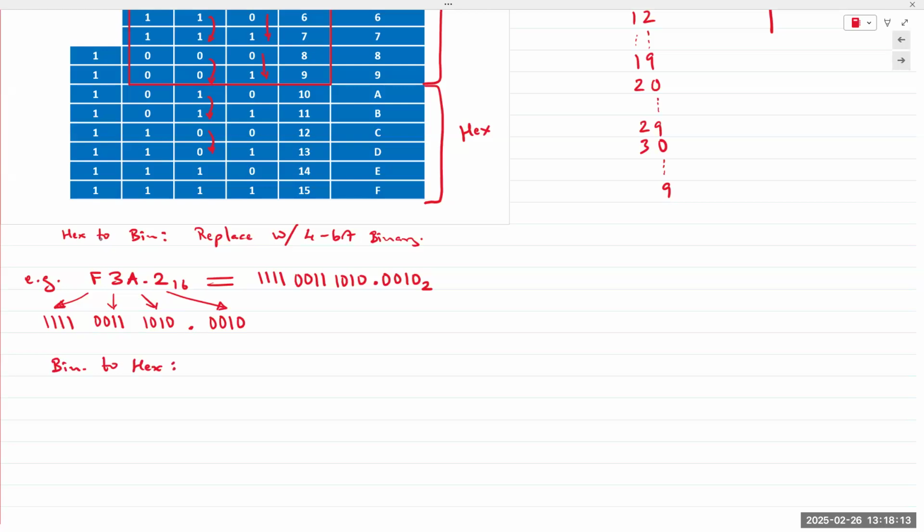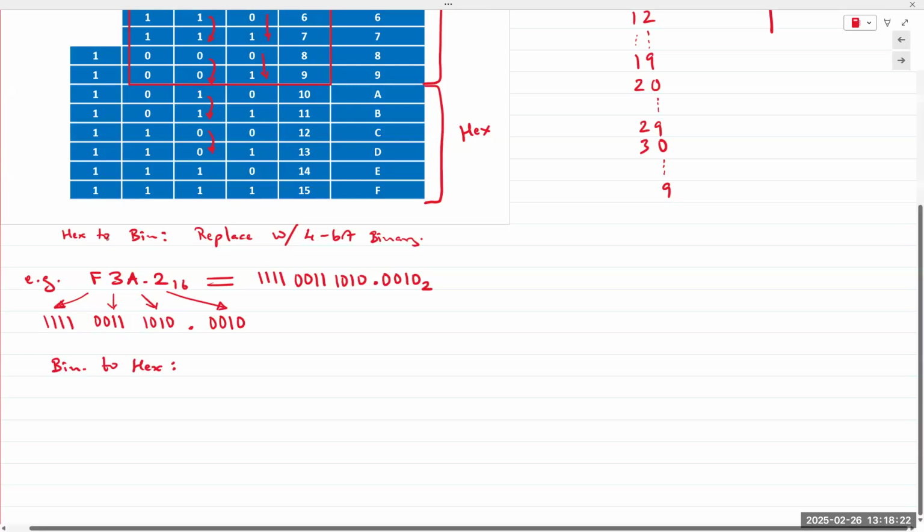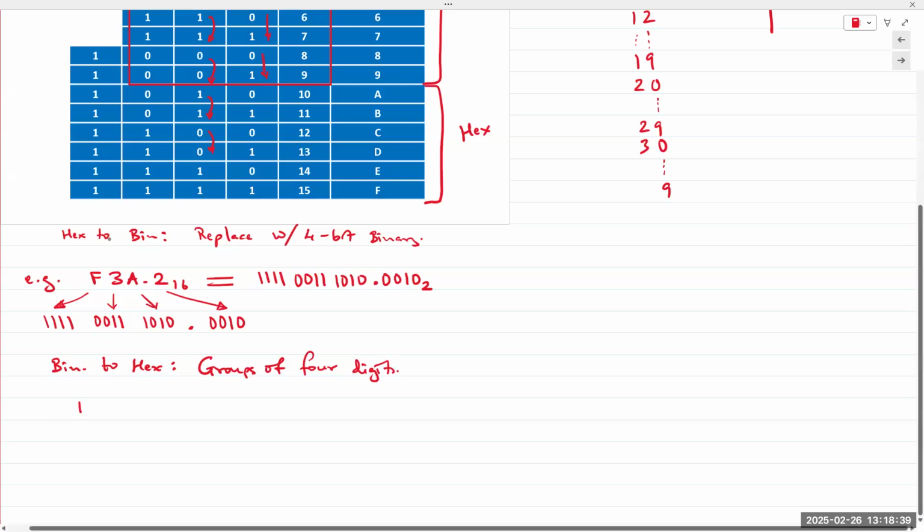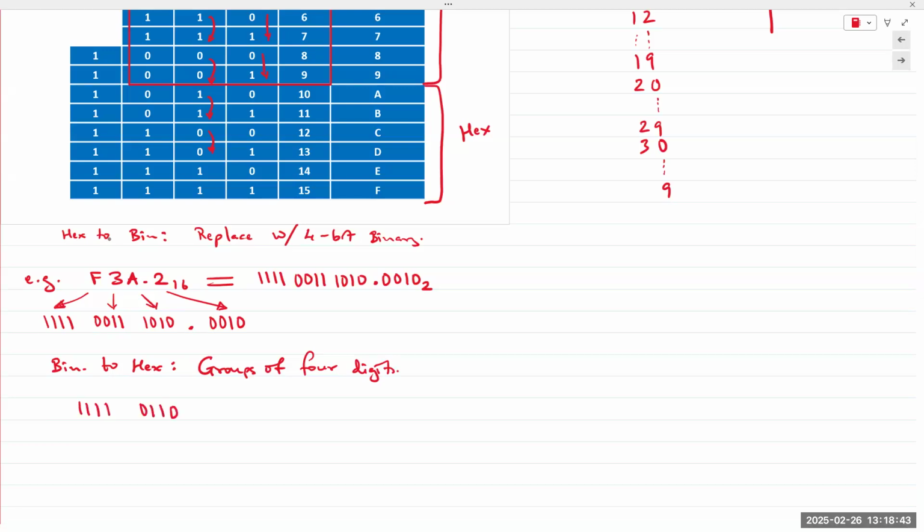We simply take each binary digit and group them in groups of 4. So we create groups of 4 digits. Okay, so if our binary number is 1111 0110.1, this number converted to hexadecimal.